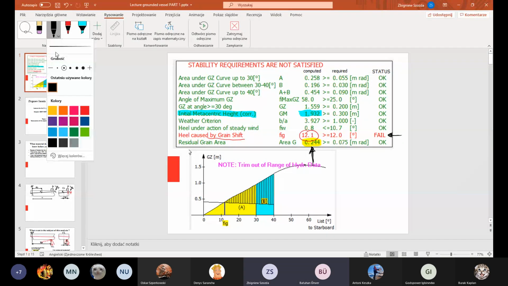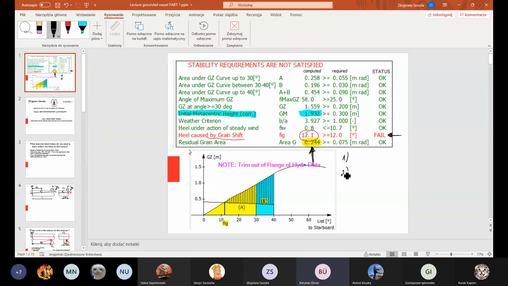Okay, so yes, please continue. As I said, if we have available ballast space, we can take ballast water at the double bottoms, so that the KG will get lower, so the GM will be higher, so that the heeling moment will also be less. Okay, so to sum up, what did you say?